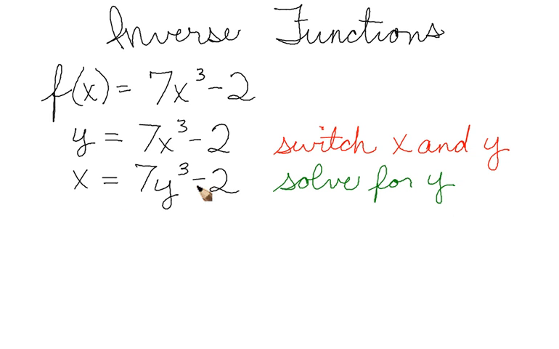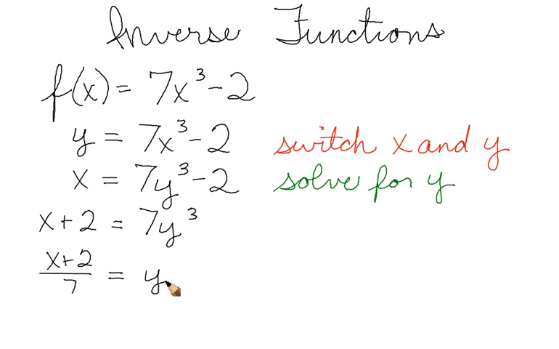Okay, so we want to get y on a side by itself. Let's go ahead and add 2 to both sides. Divide both sides by 7. Okay, and take the cube root of both sides. Notice that the 7 is still in the cube root. That's important.